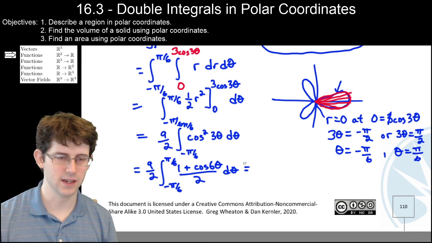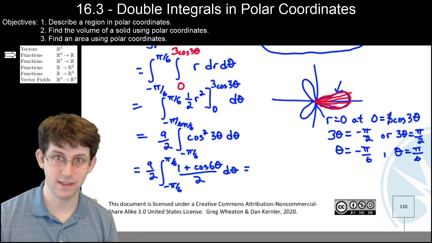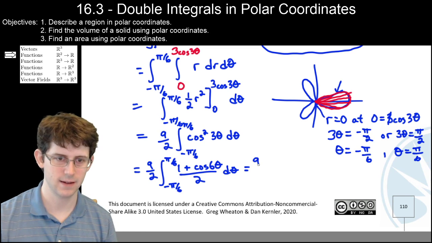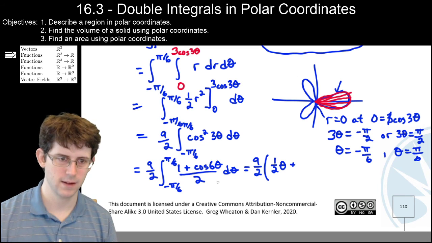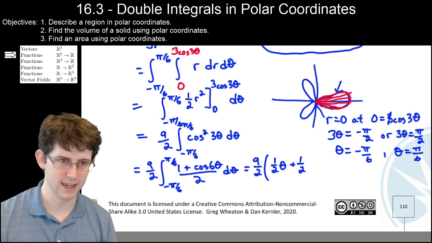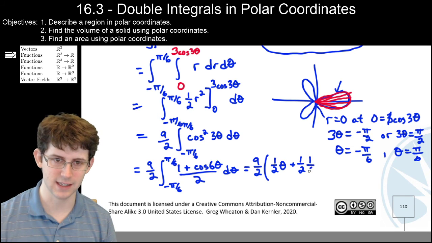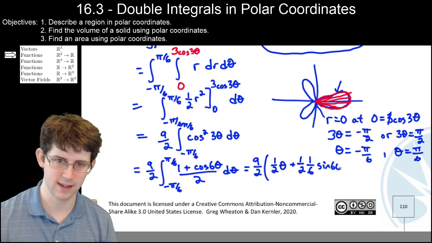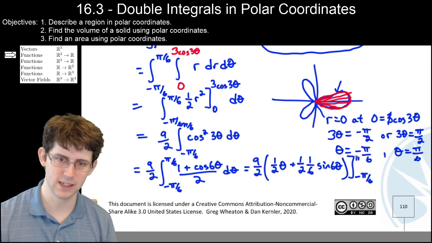And then we can do the integral. The integral of half d theta is half theta. The integral of half cosine 6 theta is half, and then the integral of cosine 6 theta is a sixth sine 6 theta. And that's all from minus pi over 6 to pi over 6.